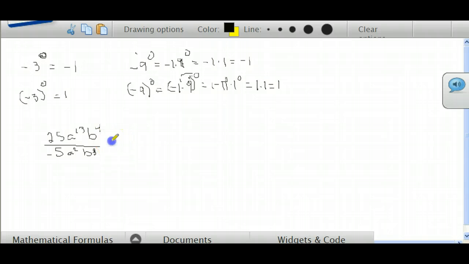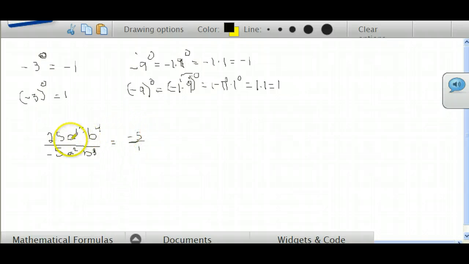So the first thing you do is handle the numbers as you see them. The 25 and the negative 5, you can just treat that as a regular fraction with numbers. And so if you reduce that, what would you get? You get negative 5. That's 25 divided by negative 5, which gives you negative 5. And if you want to put it in the form of a fraction, you can call it negative 5 over 1, because the negative 5 will be at the top.